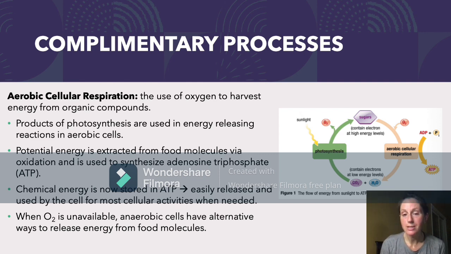When oxygen isn't available, cells use anaerobic cellular respiration. Okay, and we're going to look at that in just a second. What I want you to look at first is this diagram, which is just from grade 9. It's just showing essentially how photosynthesis and aerobic cellular respiration are opposing reactions.